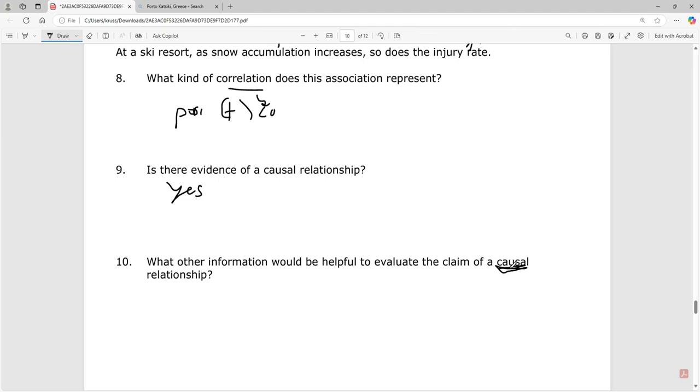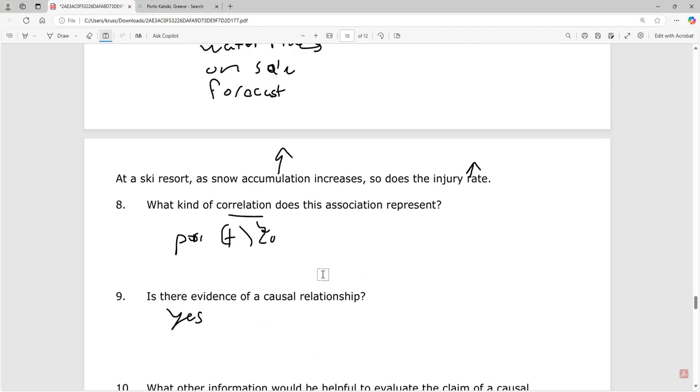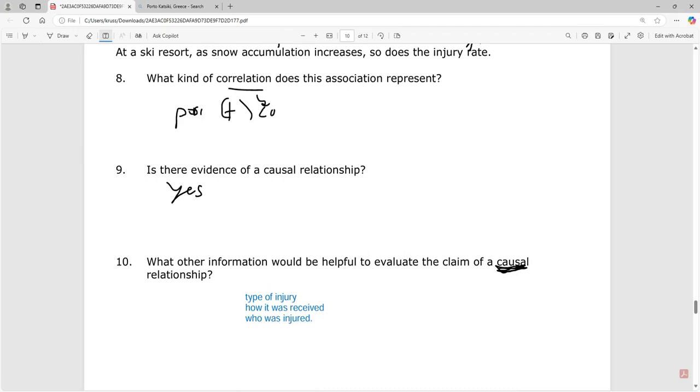So what other things would we have to rule out or identify to say, yep, as snow goes up, injury rate goes up? We would have to say the type of injury and how it was received. That kind of stuff matters. If they were received directly from the snowfall, then yeah, that makes sense. Was it skiers, or was it just who was injured? Was it people skiing? Was it people driving in the snow trying to push out their car who pulled a hamstring or something? So who was injured and how? Maybe they weren't even skiers. That's the type of thing you have to recognize. Just because something appears to cause another does not mean it's a causal relationship. Hope that makes sense.